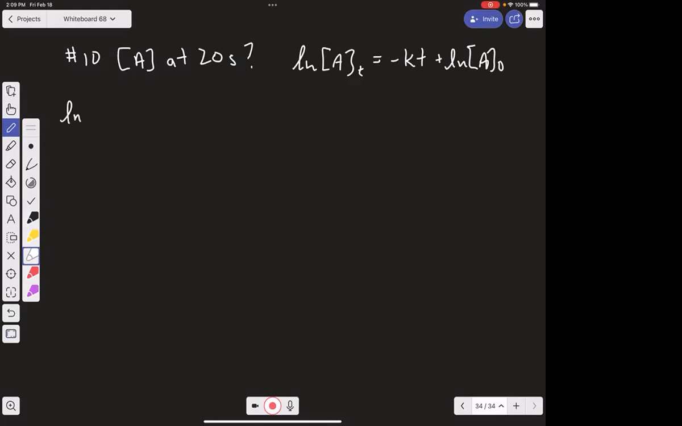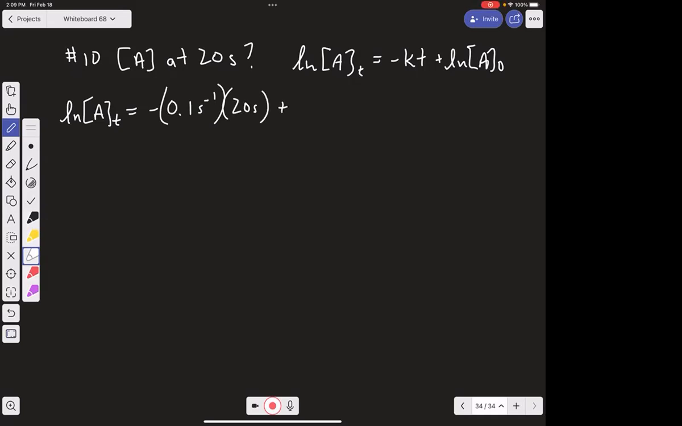So now our unknown is our concentration at time t. We know our rate constant. We just found that on the previous slide. We found that it was 0.1, and we know that's inverse seconds. We know time is 20 seconds.